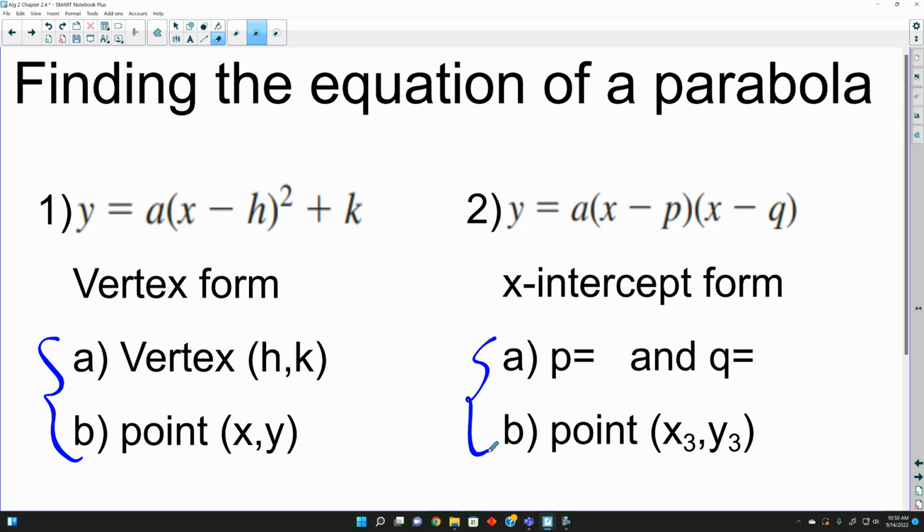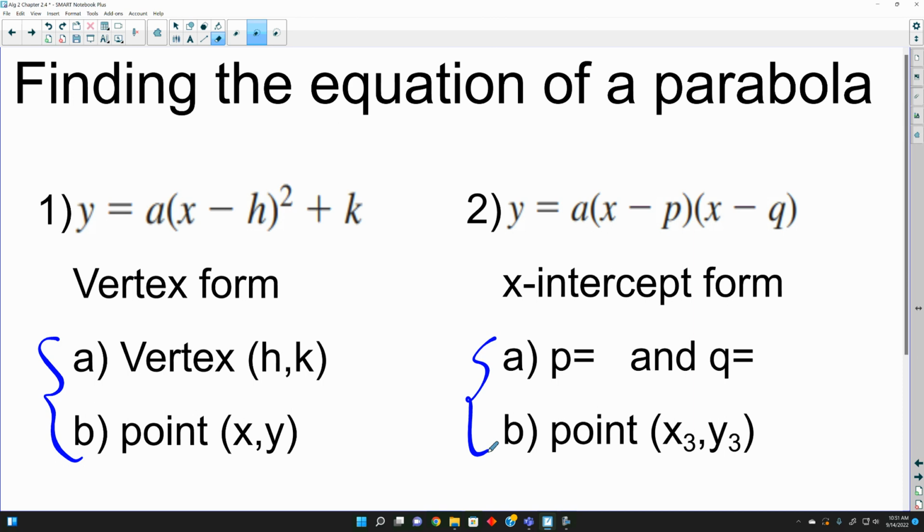If we're given the vertex and a point that it goes through, we're going to use vertex form. And our vertex form is y equals a times (x minus h) squared plus k, where the vertex is the point h comma k, and we have a point x comma y.